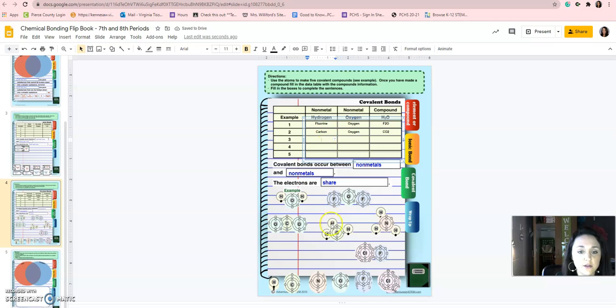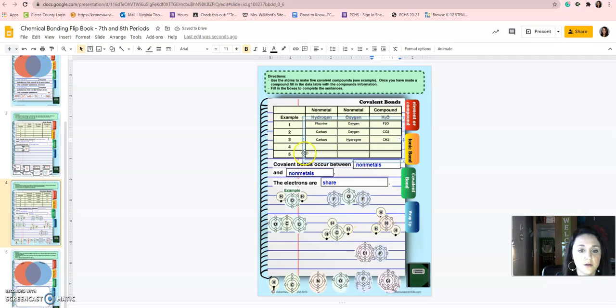Okay, now let's do this one, CH4. We've got carbon, and we've got hydrogen. So we've got 1 C, so I'm going to write capital C, and then we've got 3 H's, so I'm going to write H3.